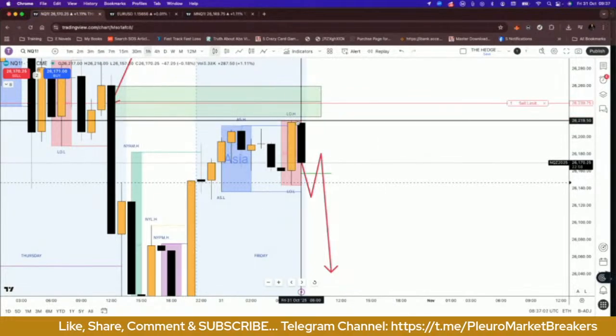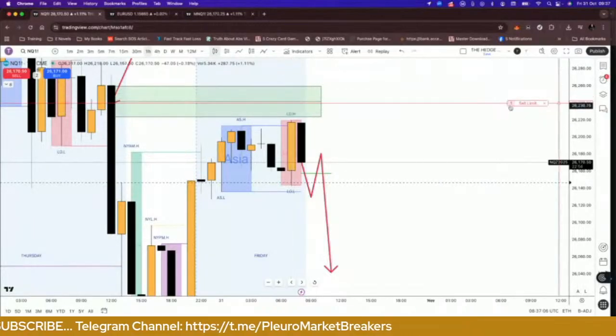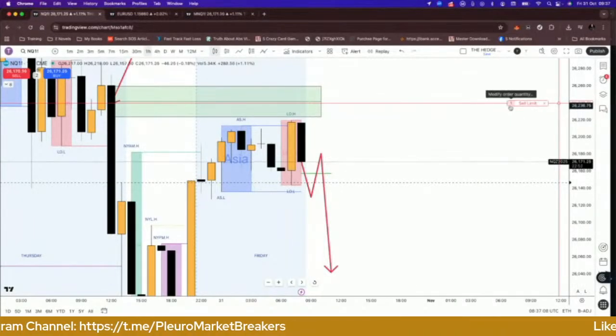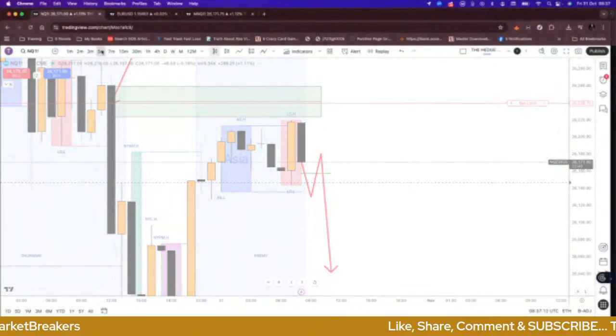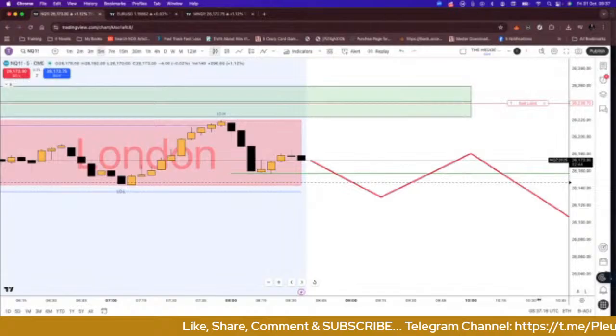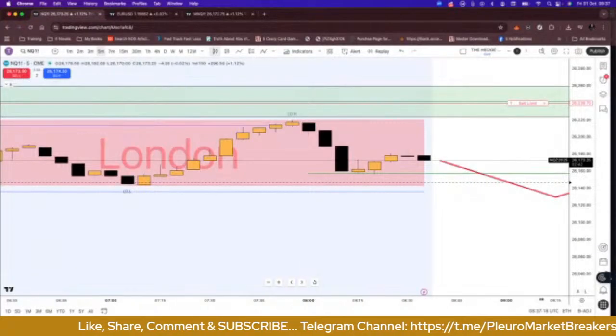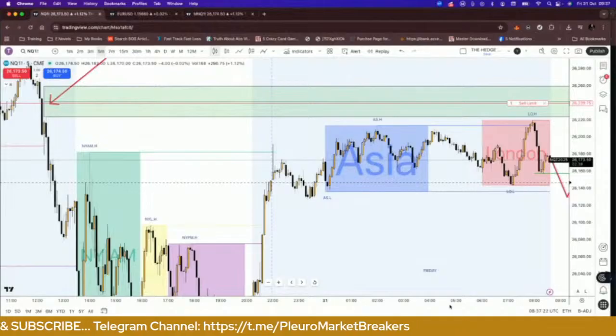I'd feel a lot better if we tapped it already, which is why I have this limit here. But we'll see. Of course, there's a world in which we're going bullish on NQ today. That's a very feasible world. And if that's the case, what would we be looking for?